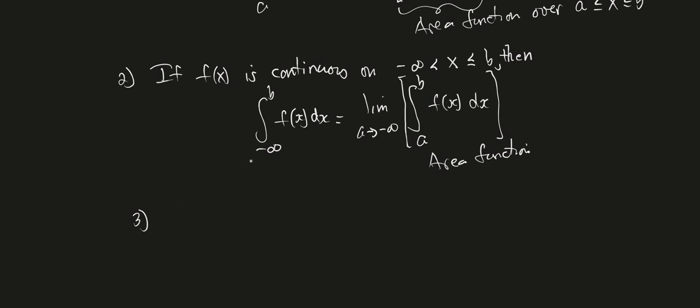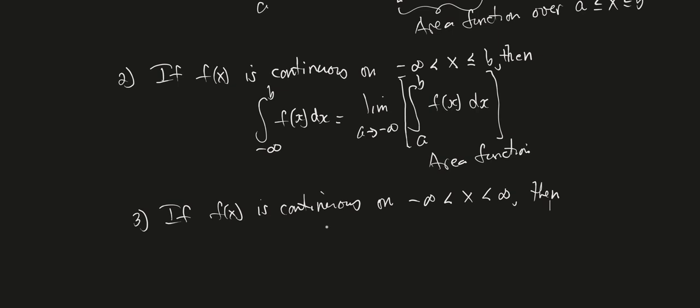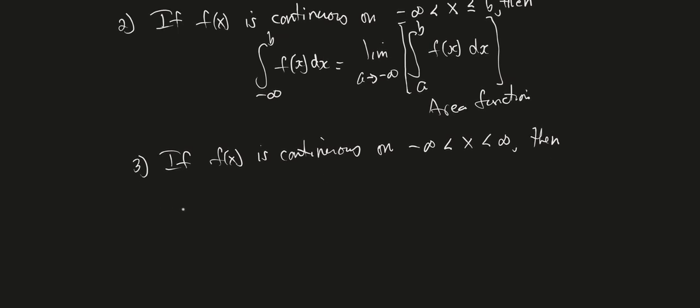So what if the lower limit is negative infinity and the upper limit is positive infinity? But what if your function happens to be continuous on the entire real line? So if f of x is continuous on the entire real line, then how do we define an integral, a definite integral? Well, actually it's an improper integral going from negative infinity to positive infinity.